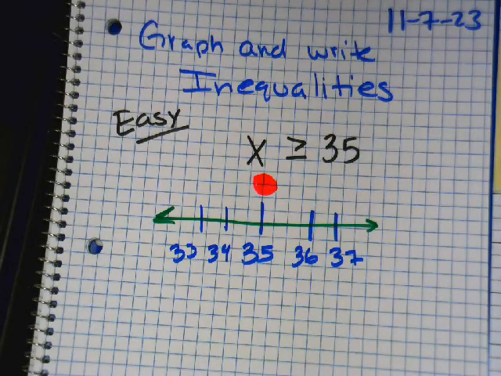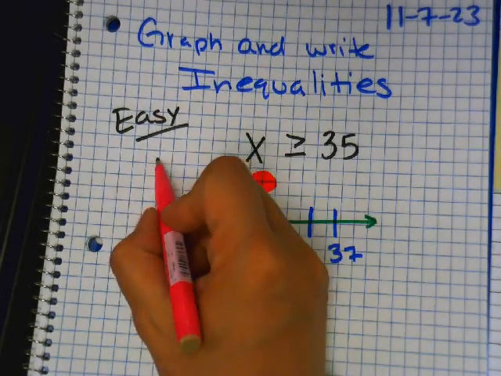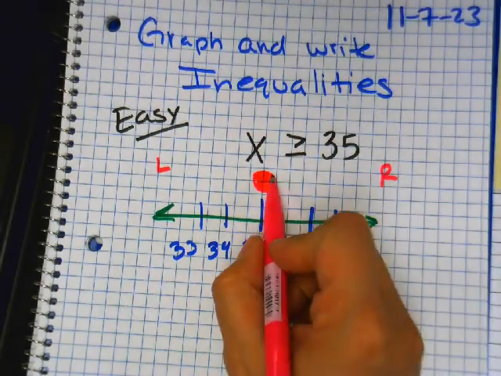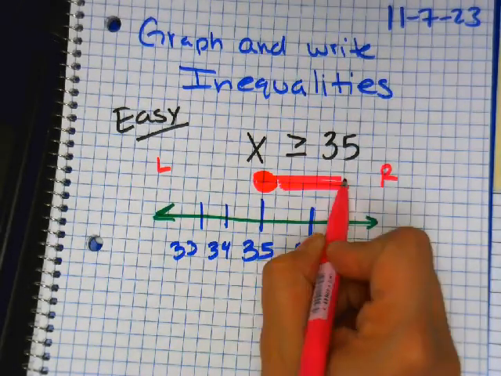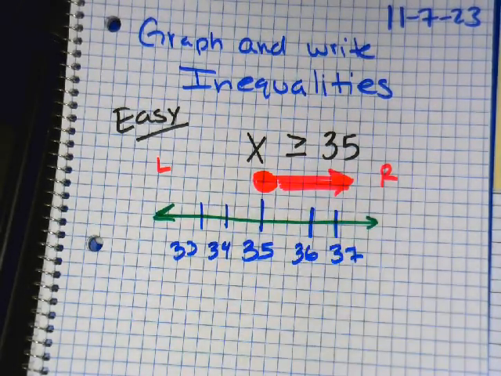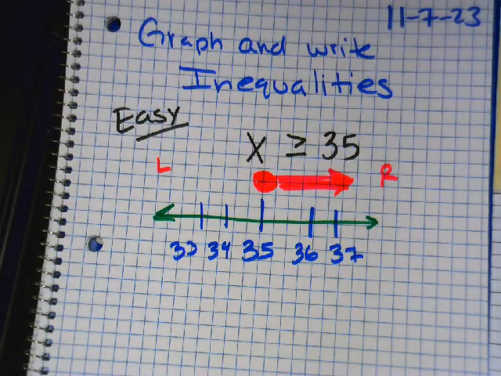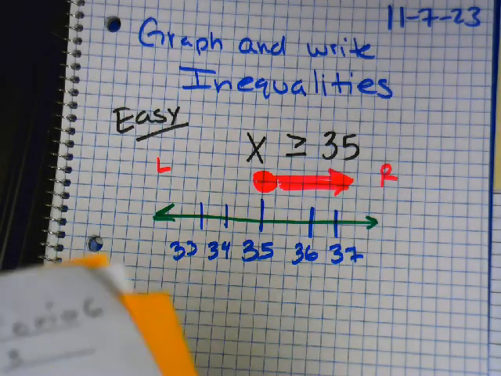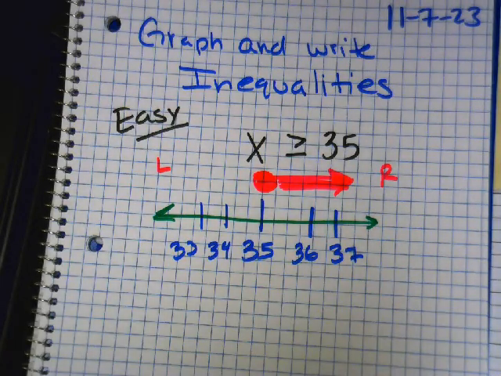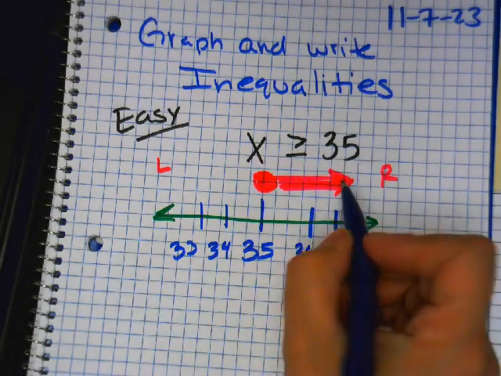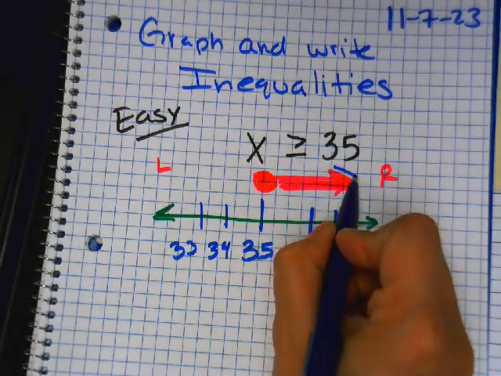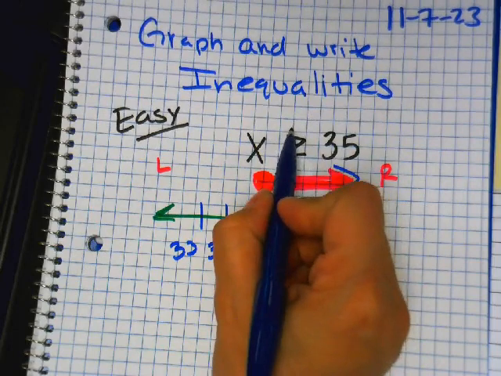Now, which way do I graph? Greater than, so to the right. Did we talk about the shortcut? What was the shortcut? The inequality is where it's pointing. You go the opposite way. I did the opposite way.